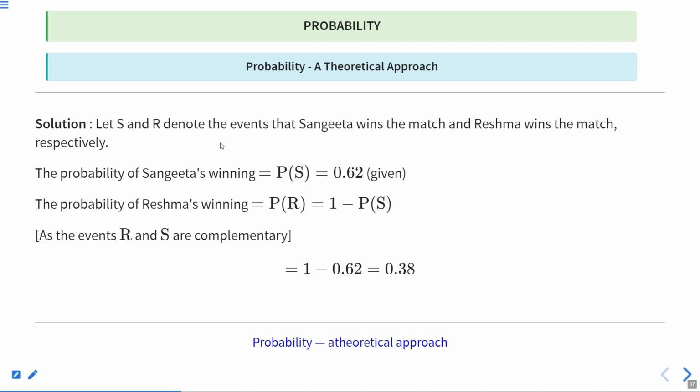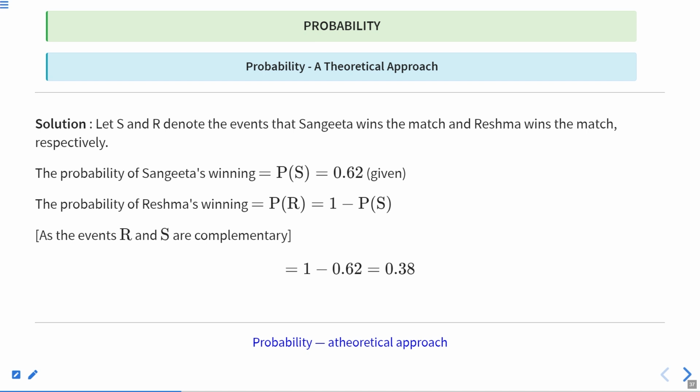We let S and R denote the events that Sangeeta wins the match and Resma wins the match respectively. The probability of Sangeeta winning, probability of S, is equal to 0.62, which is given to us. The probability of Resma winning, probability of R, is equal to 1 minus probability of S, that is, the probability of Sangeeta not winning.